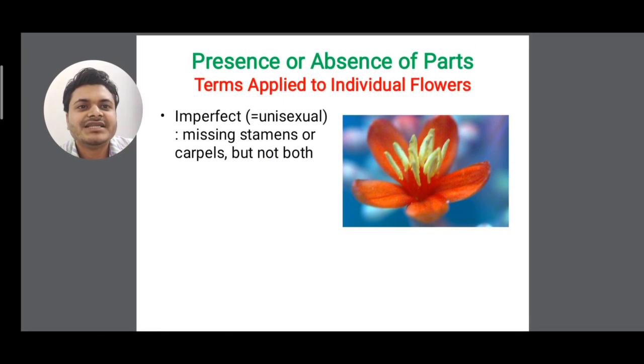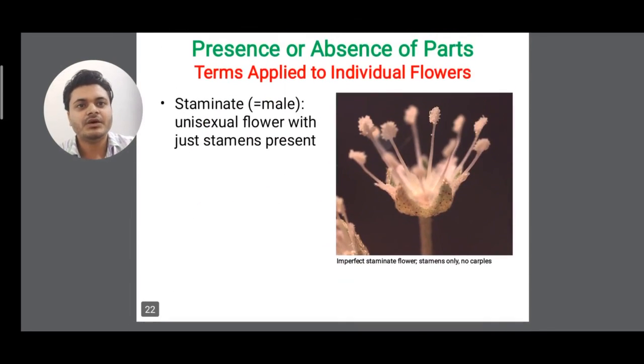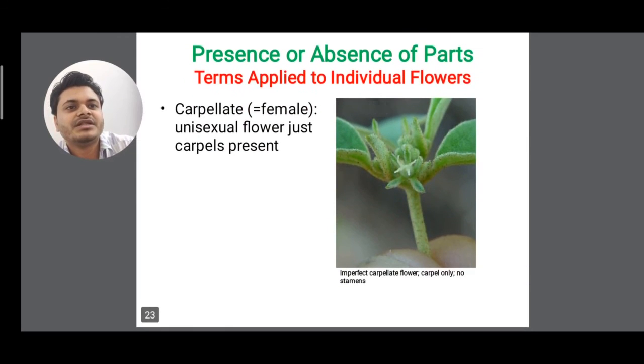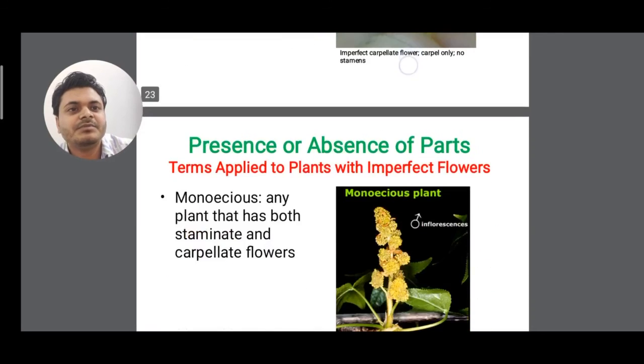Now one more flower is the imperfect, like a unisexual flower, with missing stamens or carpels. Clear? So unisexual or imperfect flowers have only one reproductive organ missing, either stamen or carpel, not both. Now what is staminate? Staminate means male, that is a unisexual flower with just stamens present. Staminate means only stamens will be present. Now carpellate, that means a unisexual flower with only carpel present, that means the female part.